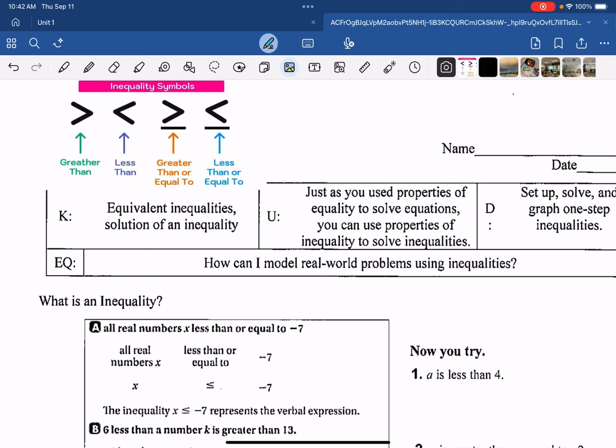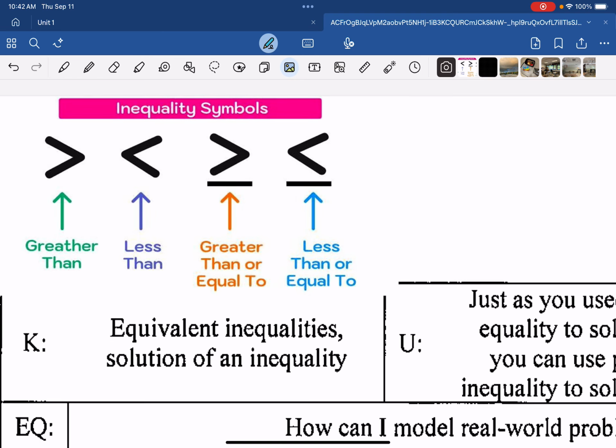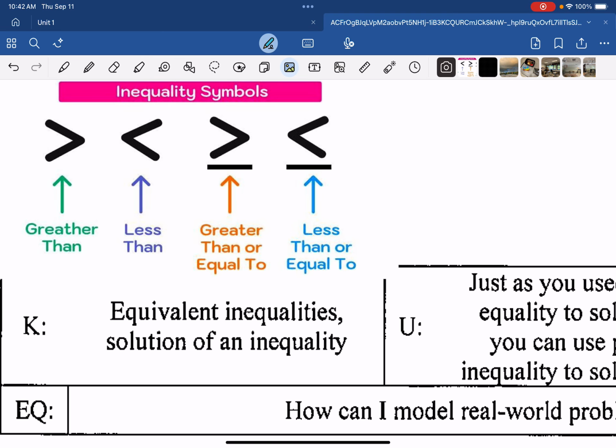All right, we are beginning 3.1 to 3.2 today, and this chapter is all about inequalities. So maybe make sure you write these down somewhere in the margin. These are our inequality symbols and what they mean. We always read left to right as if you're reading a sentence, okay?